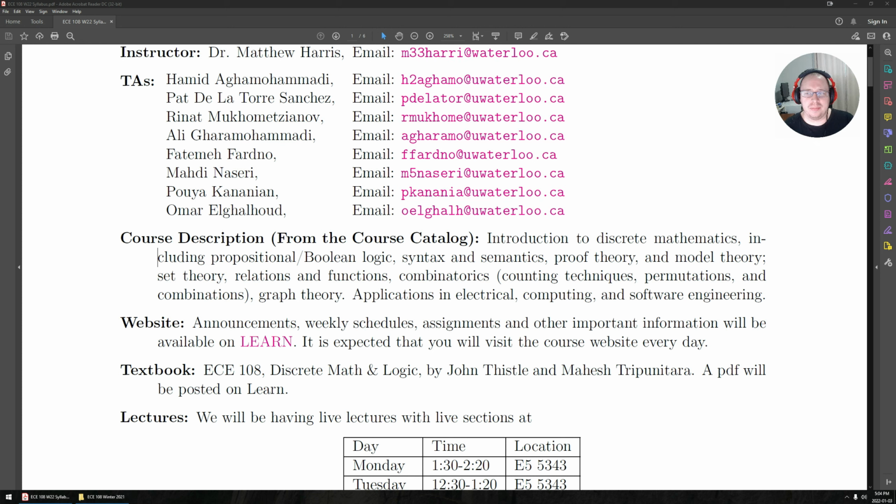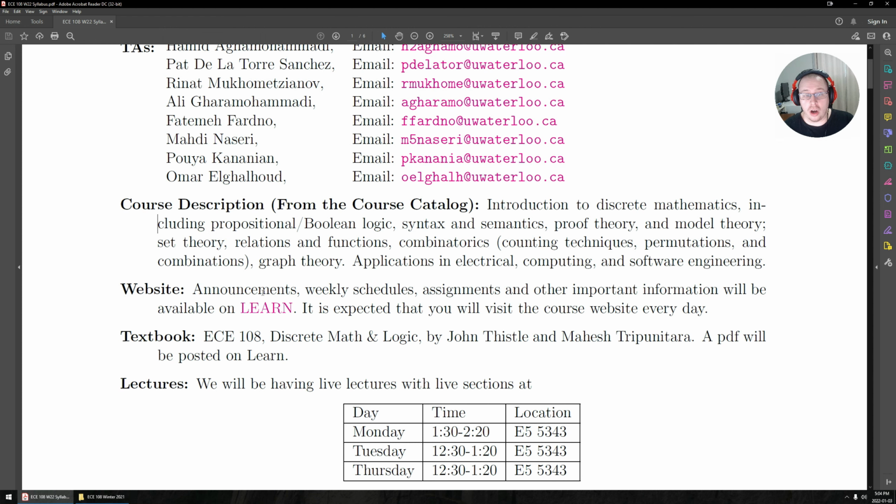If it sounds scary, it's not as bad as it sounds from that description, and you'll see once we get into it. Okay, so website: all the announcements, weekly schedules, assignments, and other important information will be available on Learn, and I do expect that you visit Learn every day. Most of the announcements on Learn will also be emailed to you. In fact, all of them will be, unless I make a mistake. So you will have that backup if you have the email stuff all turned on.